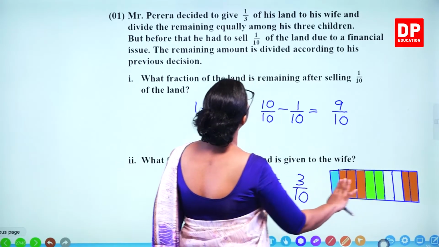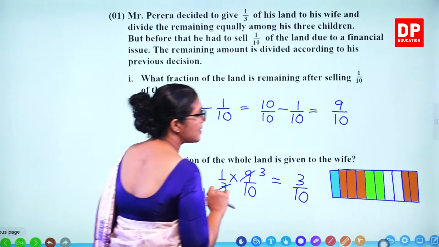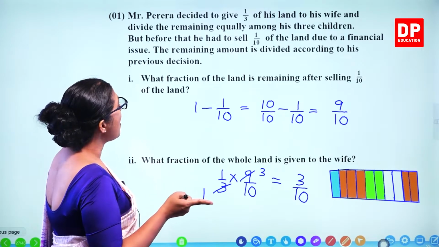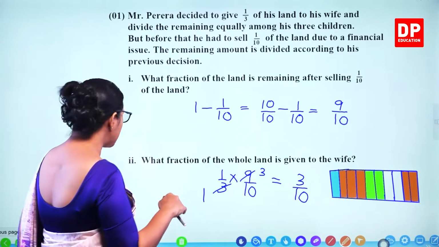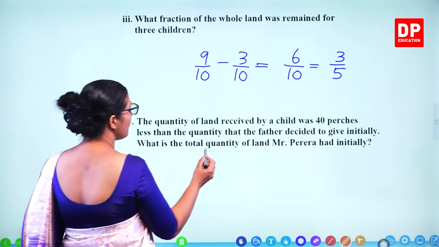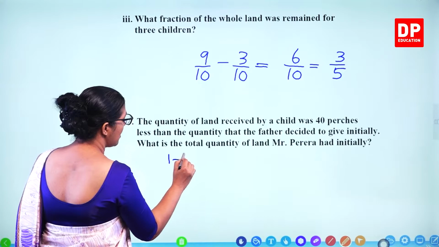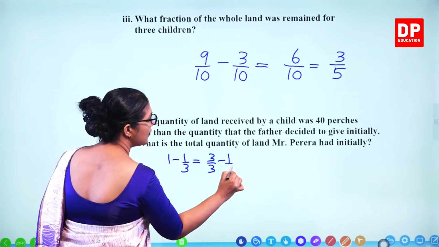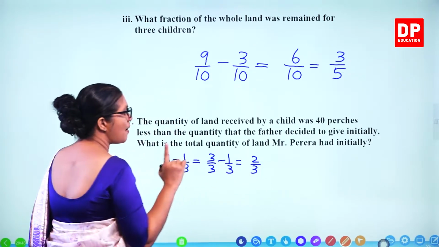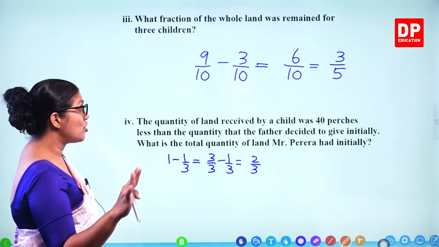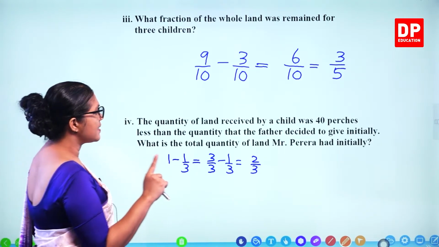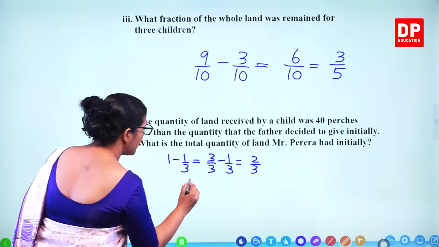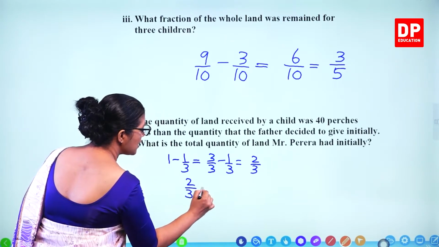So the land is now, if we take the land as this, 1/3 given to that. So the remaining part, what is the remaining part? 1 minus 1 over 3. So 1 minus 1 over 3 is the remaining part. So that means 3 over 3 minus 1 over 3, 2/3. But this is for 3 children. So 1 child gets, you have to divide by 3. So divide by 3, that means multiply by 1/3.